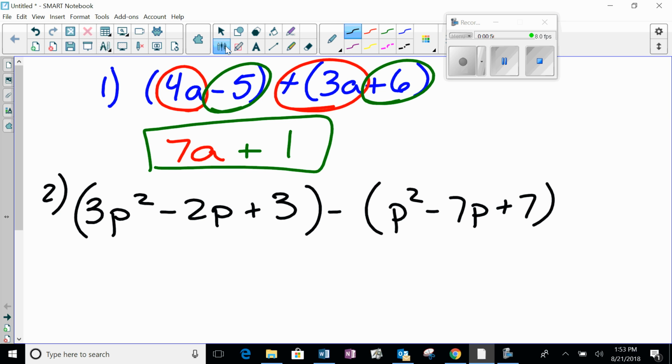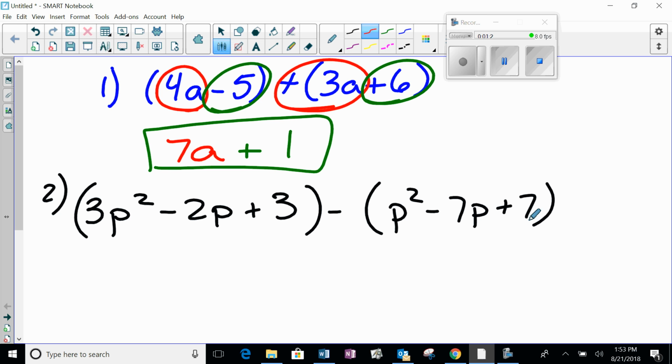Okay, so for our second problem, we have 3p squared minus 2p plus 3 minus p squared minus 7p plus 7. Now, the difference here is it is a subtraction problem. You are subtracting the entire second polynomial from the first one, which means you have to distribute the subtraction sign to each term inside of the parentheses.